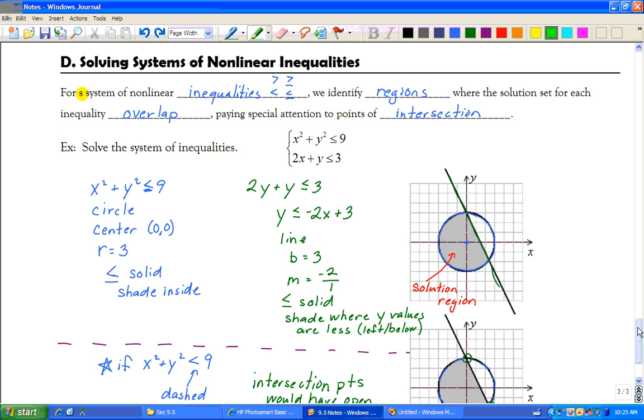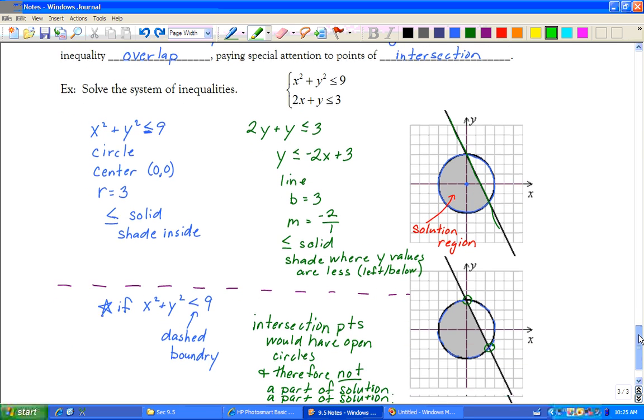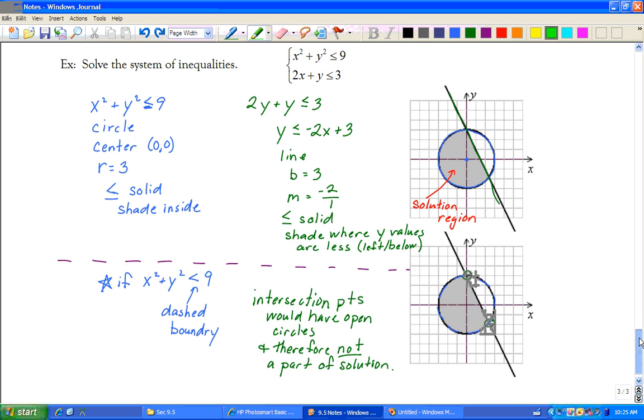Now, I just wanted to show you if this inequality was slightly changed. For example, if our circle had just a less than symbol, then our boundary would be dashed. So we would not include all points on the edge of our circle. So you draw that in dashed. Well, that would now affect the intersection points that we have with our line, and we would not be able to include them in the solution, so those would be open circles at our intersection points.